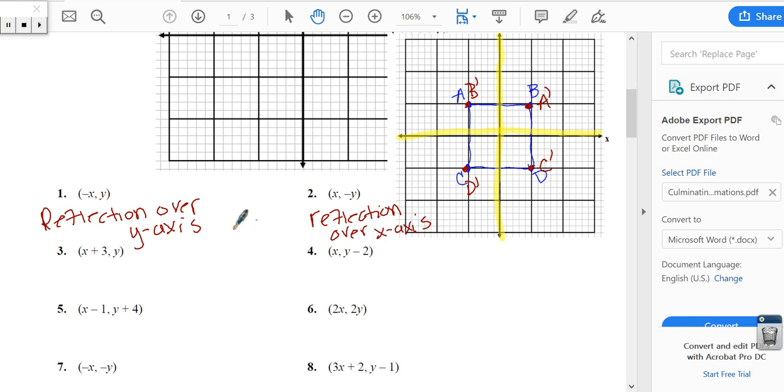x-axis. All right, this is to the right 3, and the y stays the same. This is down 2. The x stays the same. This is left. Oops.